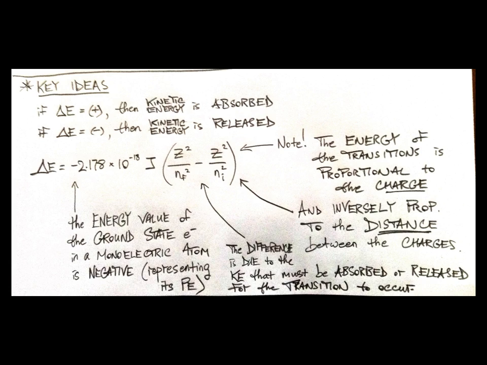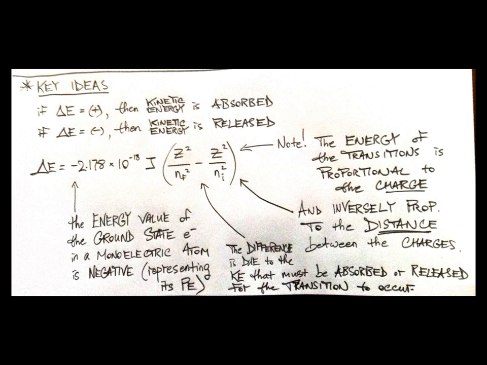In addition to solving the problem both forwards and backwards, that is, from using a wavelength to find an unknown energy level, or from using energy levels with an associated transition to find wavelength, there are also a number of key ideas that you should be comfortable with. First, if change in energy is positive, then kinetic energy is being absorbed. And if change in energy is negative, then kinetic energy is released.